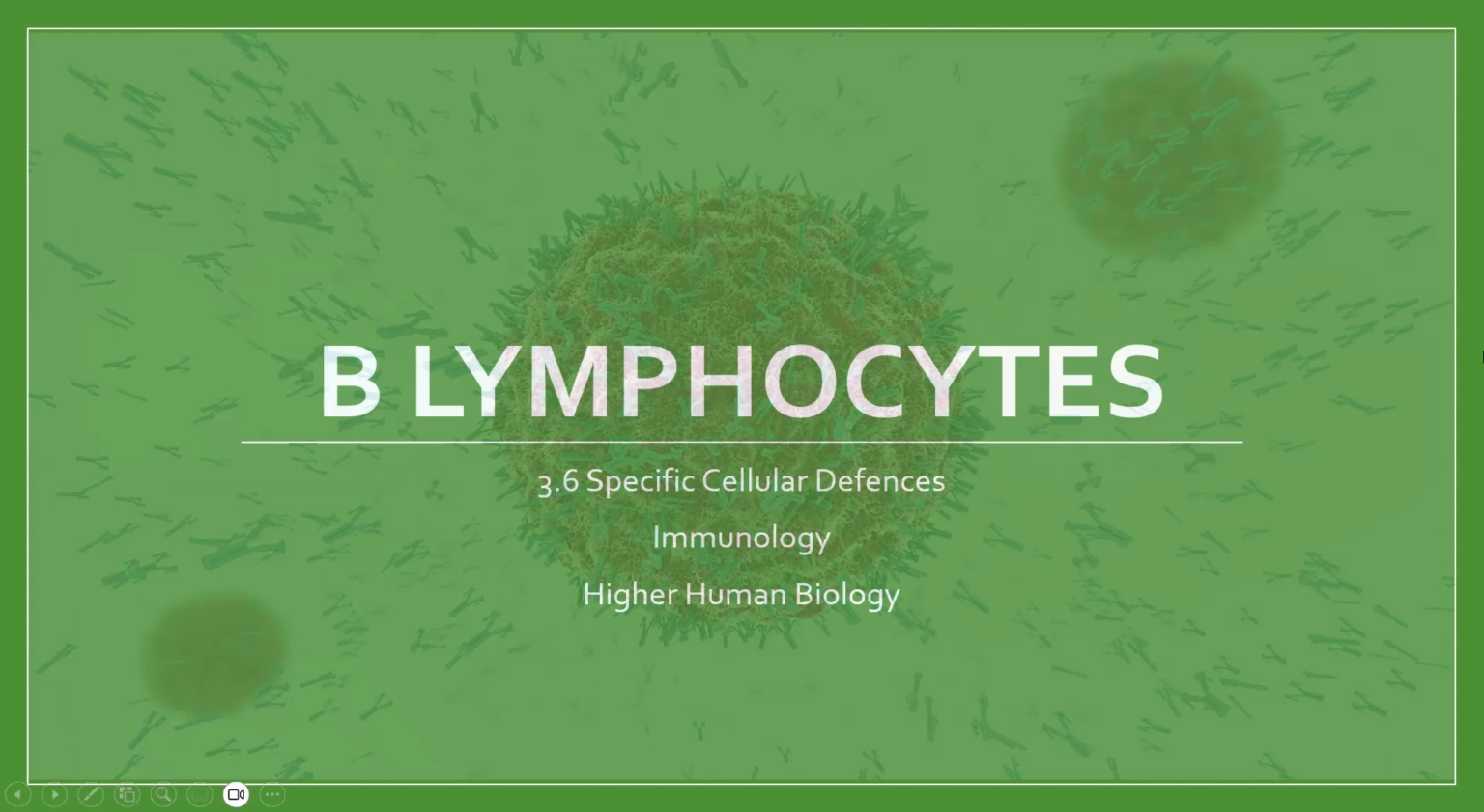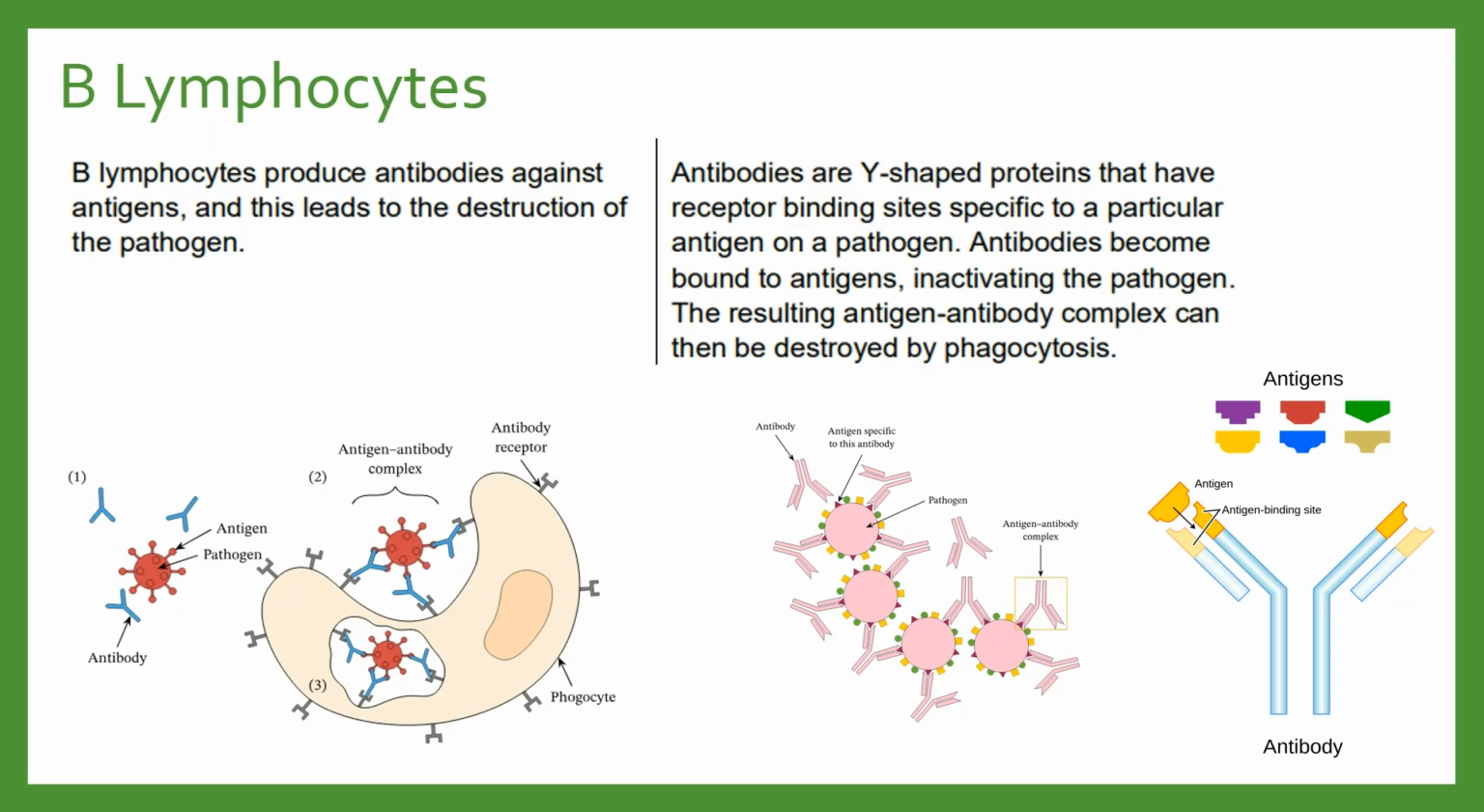Hi, in the previous video we were introduced to the category of white blood cell involved in the specific cellular defence, the lymphocytes, and in this one we're going to look specifically at the B lymphocytes. So the B lymphocytes are the type of specialised white blood cell that produce the antibodies against the antigens on the surface of the pathogen, and this is what ultimately leads to their destruction.